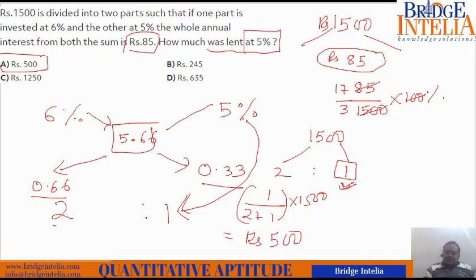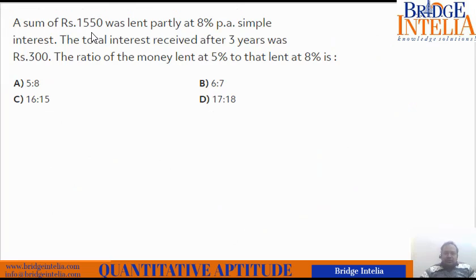So let's see the next one. Rupees 1550 was lent partly at 8% per annum simple interest. That means some part of it was lent at 8%, the remaining was lent at 5%, and the total interest received after 3 years. So in 3 years, the interest generated is rupees 300.